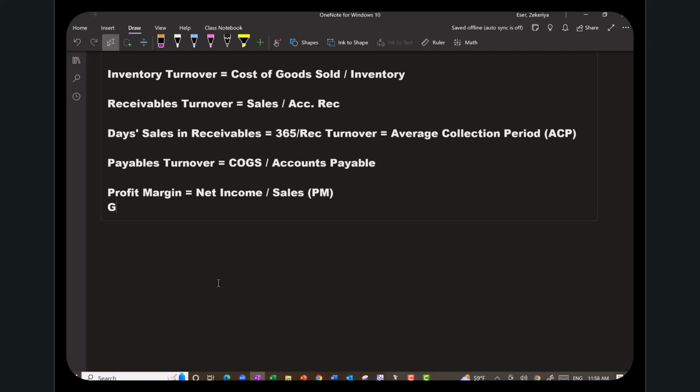Sometimes we also look at the so-called gross margin. This is sales minus cost of goods sold, divided by sales. That's how much you get to keep of each dollar of sales before you pay for anything else. I mean, you deduct the cost of goods sold. You have something called operating margin.